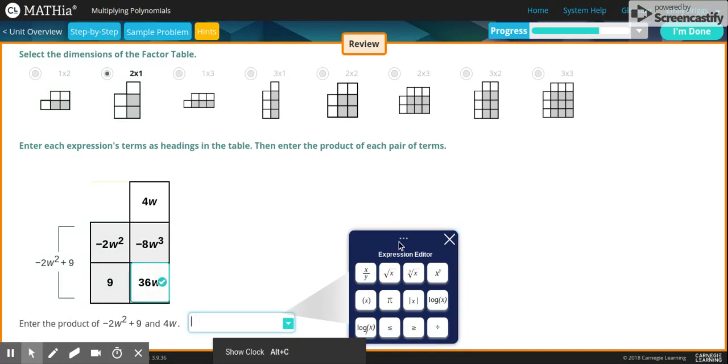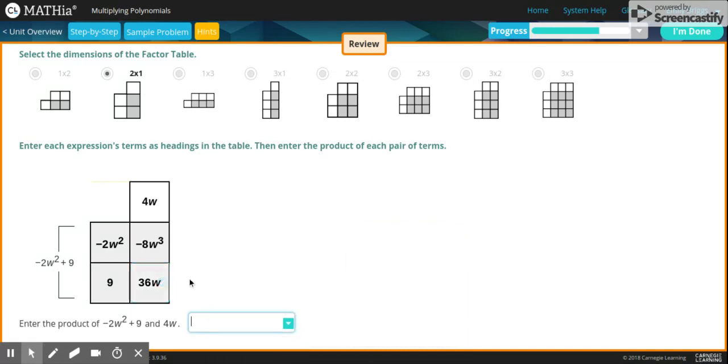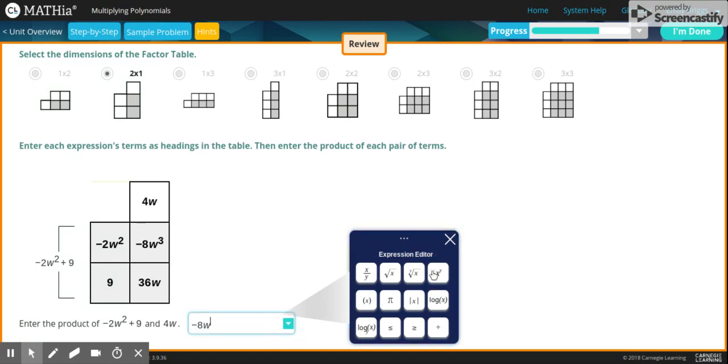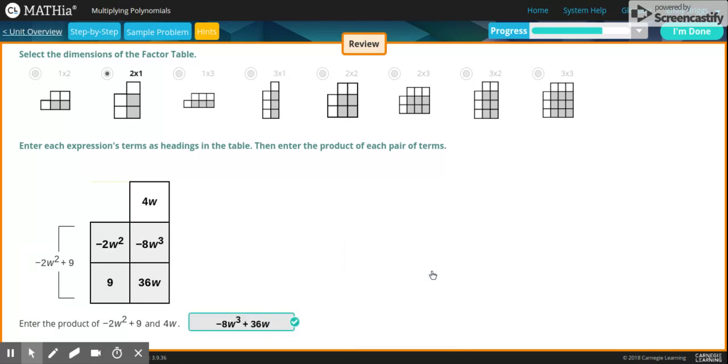And then the last thing you do for this problem, because you won't have to simplify, is you just add in your terms. So negative 8w to the power of 3 plus 36w. And then you're all done because you didn't have to simplify this.